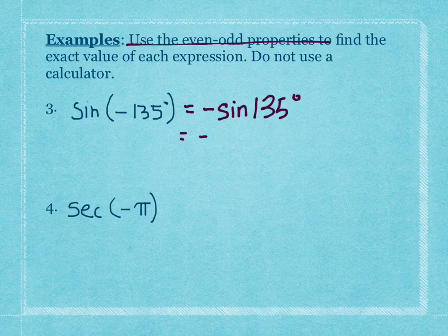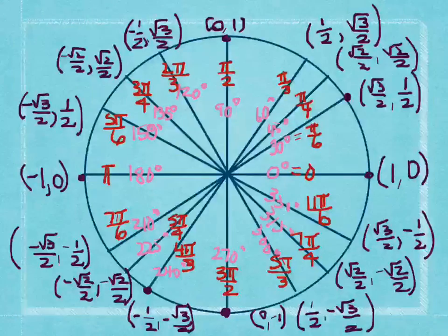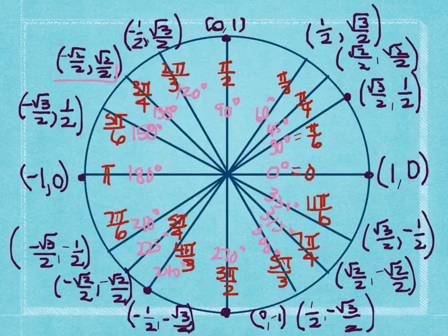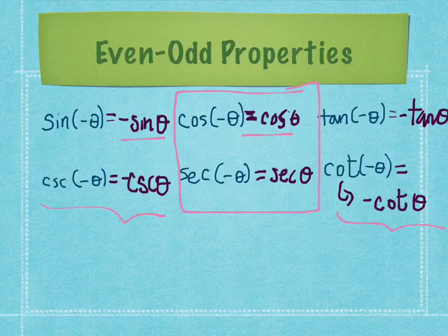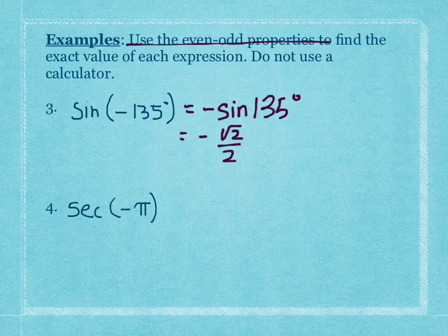Square root 2 over 2. It's a 45-degree angle, yeah? This is square root 2 over 2. And the sine value there was positive, right? We're right here. Sine is y is the square root 2 over 2. So the sine value itself is square root 2 over 2. The negative is coming from the negative that was originally inside with the 135, and we moved to the outside.